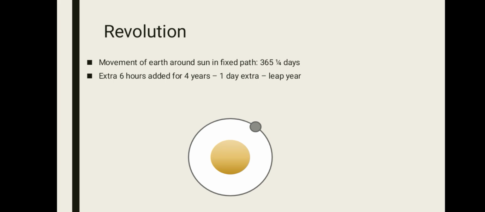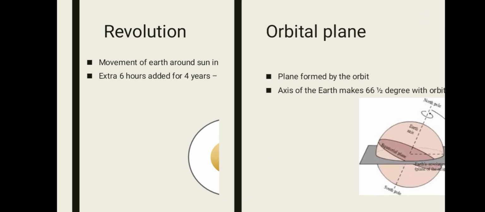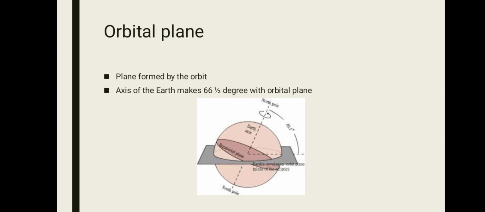Now we will discuss the orbital plane. First of all, we should know what the orbital plane is. The plane, as you can see, that platform or plate which is shown in the image. The plane formed by the orbit is known as the orbital plane.